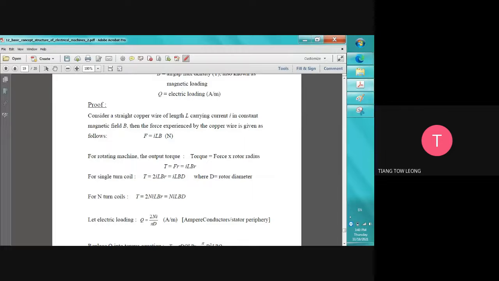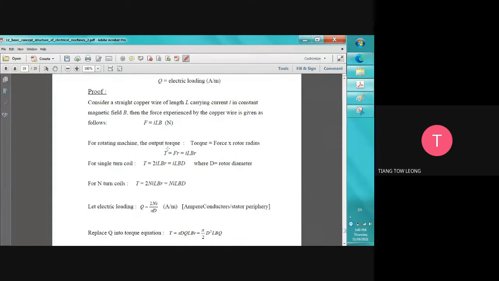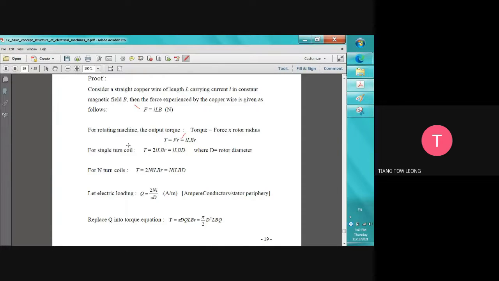So, proof. Consider a straight copper wire of length L carrying current I in a constant magnetic field. This is Fleming's left-hand rule, where it generates force F equals BLI. For a rotating machine, the output torque is force times radius, so F times R. For a single turn of coil, where D is the rotor diameter, it is 2 times I times L times B times R. It is twice because it is a single turn of coil, which means just now we only considered one cable going in.